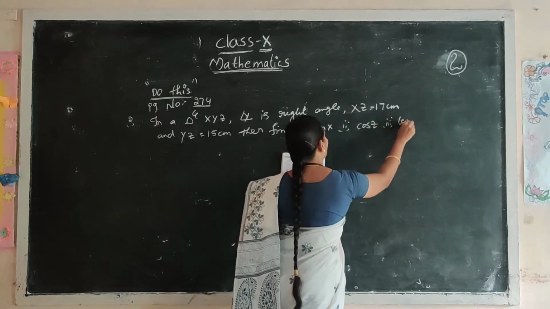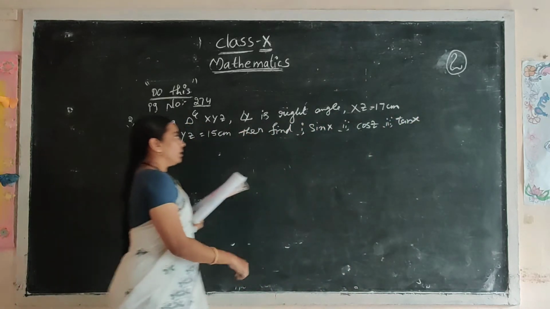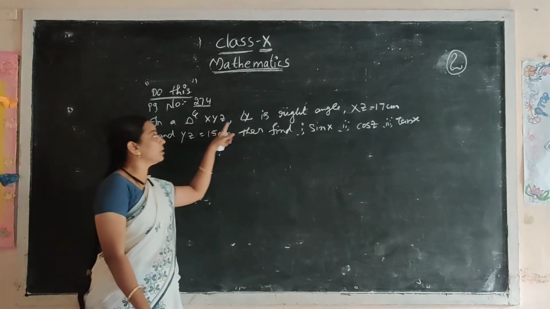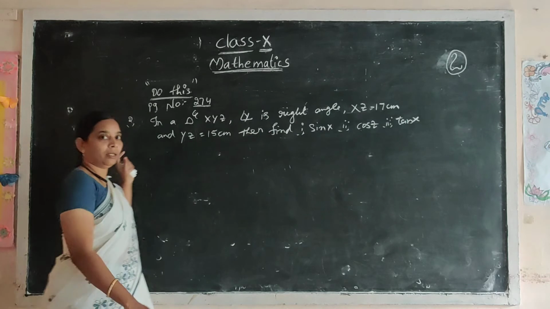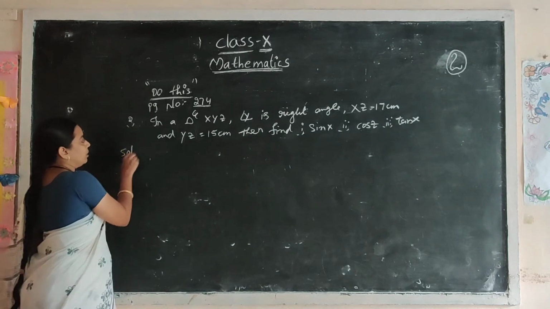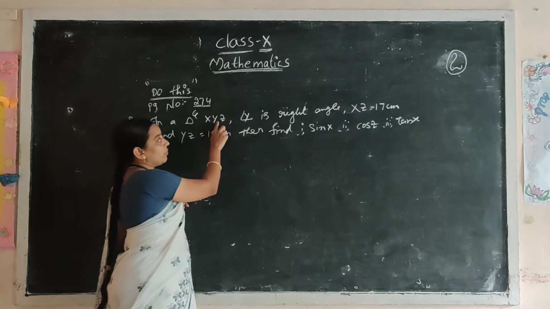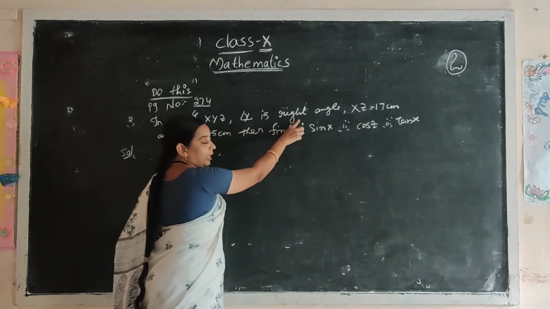third tan X. So in this question, the figure is not given. Using these given conditions, you have to draw a figure. See this question: in a triangle XYZ, in triangle XYZ, angle Y is a right angle.